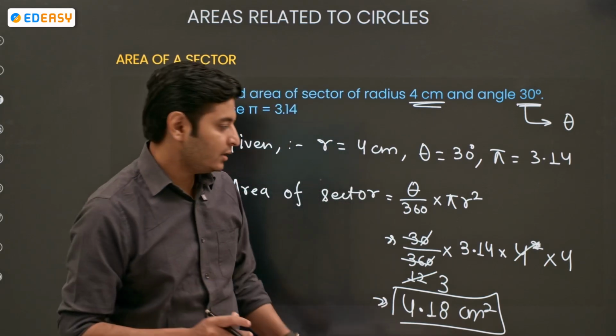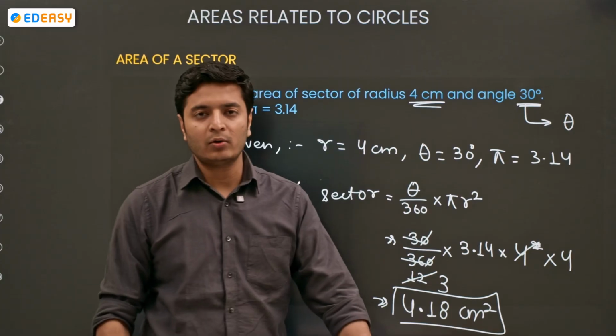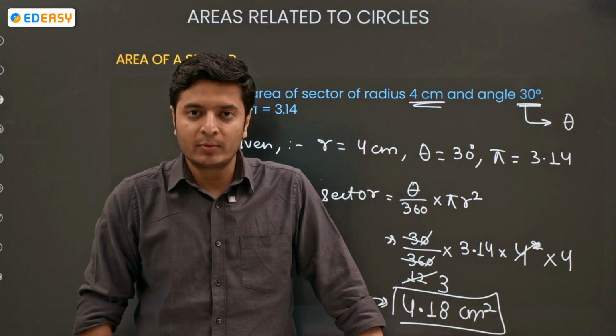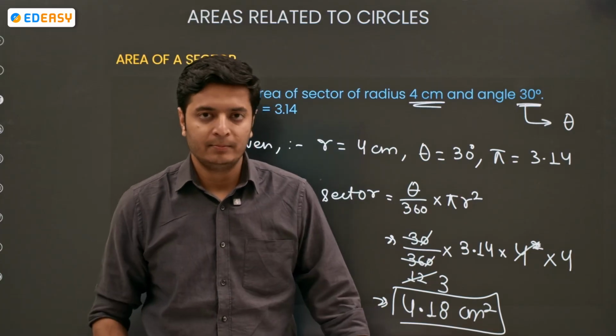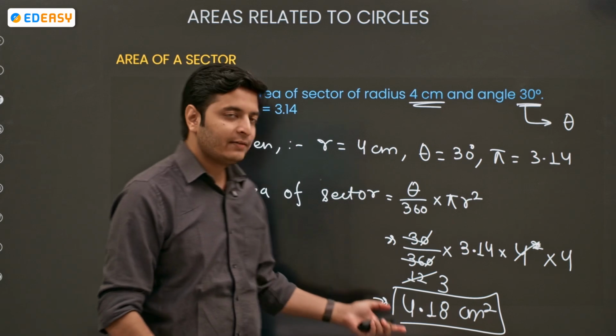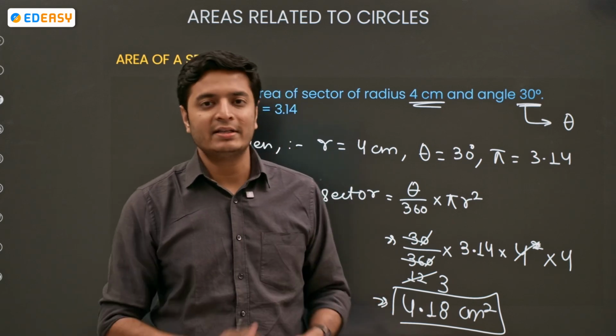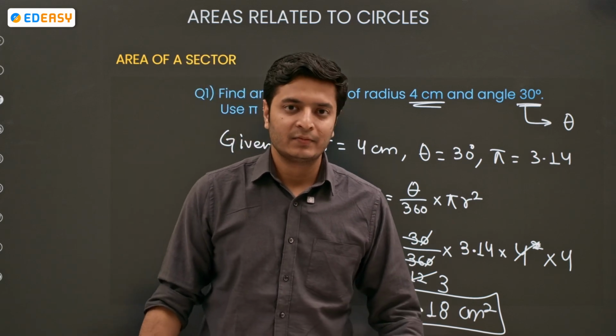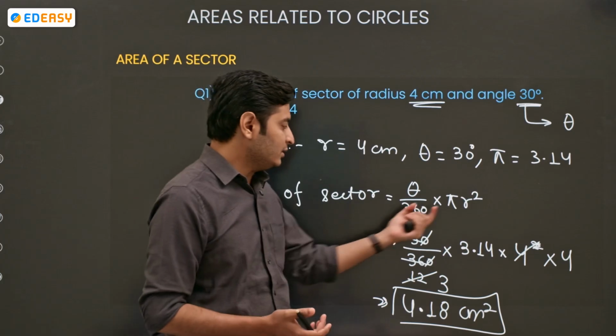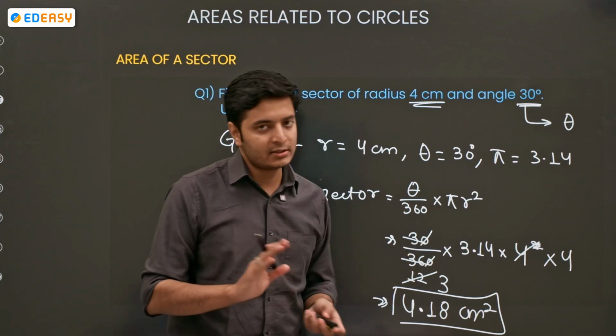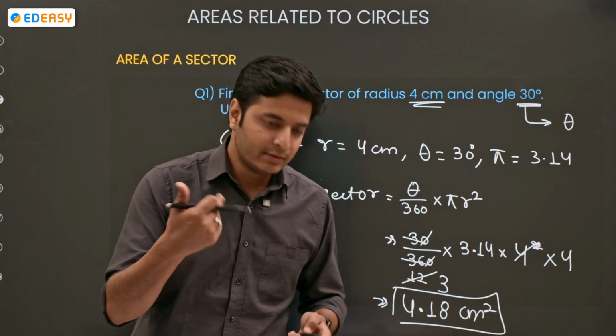If you are getting anywhere between 4.16 and 4.20, fine. Now this is my final answer. See how easy it is to find the area of a sector. We are only multiplying the area of the circle with theta by 360. Okay, let's try one more example.